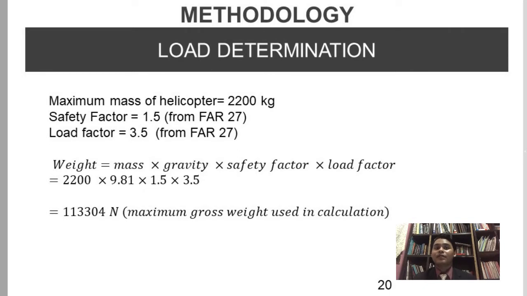Okay, for the load determination, to find the weight that we use in the calculation, we must first refer to FAR 27, which I have referred to, and it was found that the safety factor we use is 1.5 and the load factor is 3.5. So to find the weight, mass times gravity times safety factor times load factor, we get the maximum gross weight that we use in the calculation, which is 113,304 Newton.